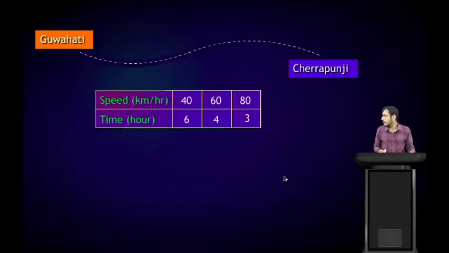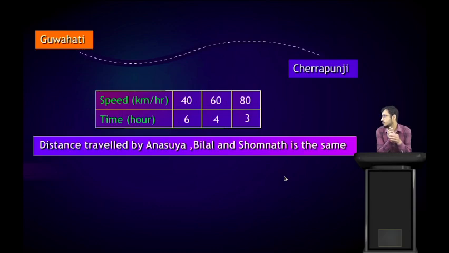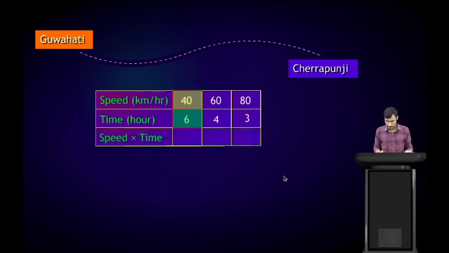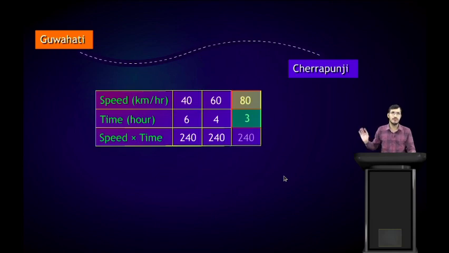Now here, the distance travelled by Anasuya, Bilal and Somnath is the same. The formula of distance is speed into time. So speed 40 into 6, that is 240, 240 and 240.